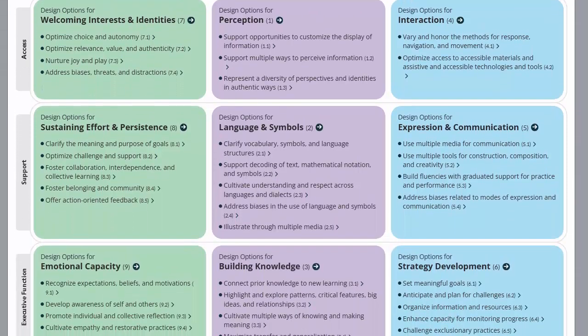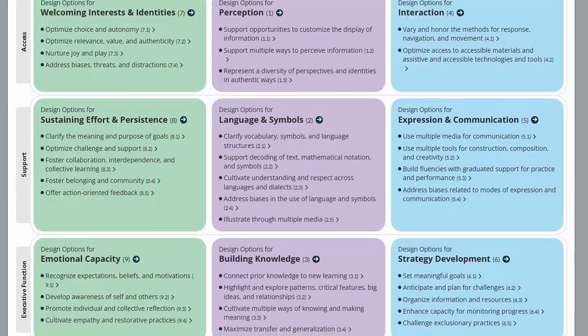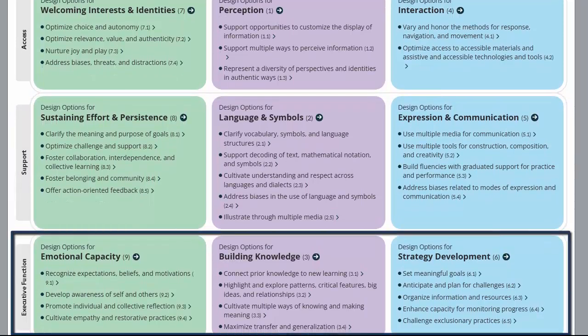Now that they are in the front door, the second layer of guidelines are labeled support because they ensure learners have the scaffolds they need to build on that access and actually understand the knowledge and engage in the learning challenge you wish to present. The third layer of guidelines are labeled executive function guidelines because they go a step further and develop deeper critical thinking amongst our learners, support complex comprehension skills, and the ability of our learners to focus and plan for their success.